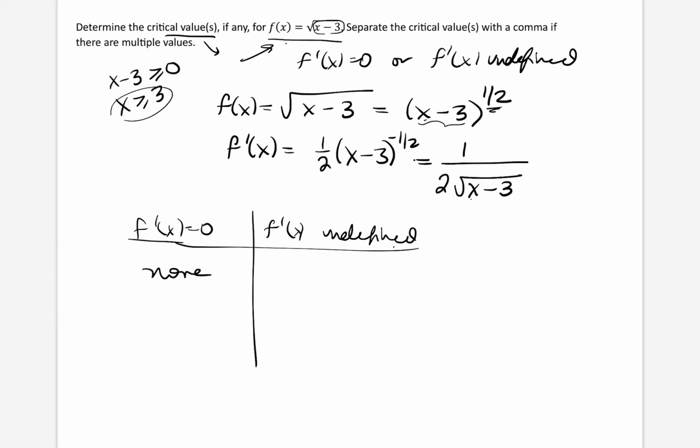What about undefined? Well, if x equals 3, then our denominator is going to equal 0, which would make the first derivative undefined. And x equals 3 is in the domain of the original function. So the only value of x that makes our first derivative undefined is x equal to 3, and that's also our only critical value for our function.